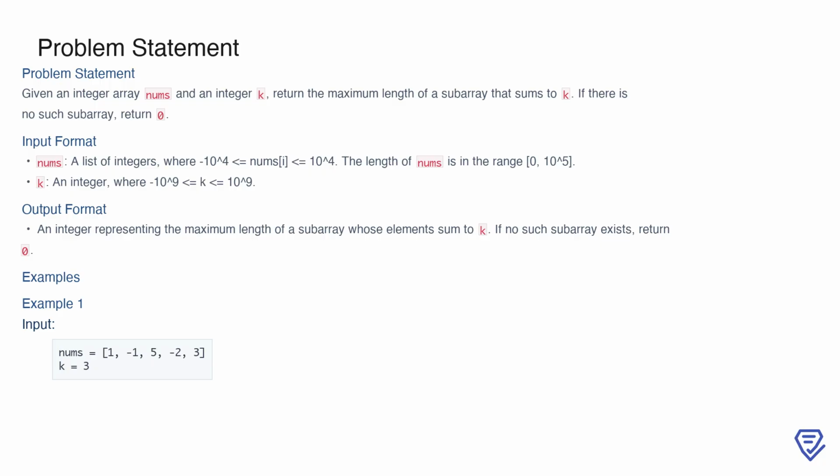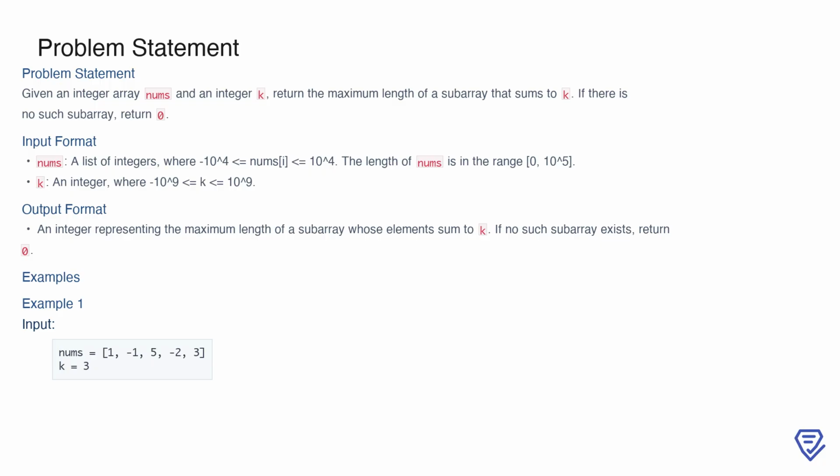Let's look at the input format. The array nums can contain integers ranging from negative 10,000 to positive 10,000, and its length can go up to 100,000 elements. The value of k can also be a very large or very small integer, ranging from negative 1 billion to positive 1 billion. The output will be a single integer that represents the maximum length of the subarray that meets the condition. If there's no subarray that sums to k, the output will be 0.